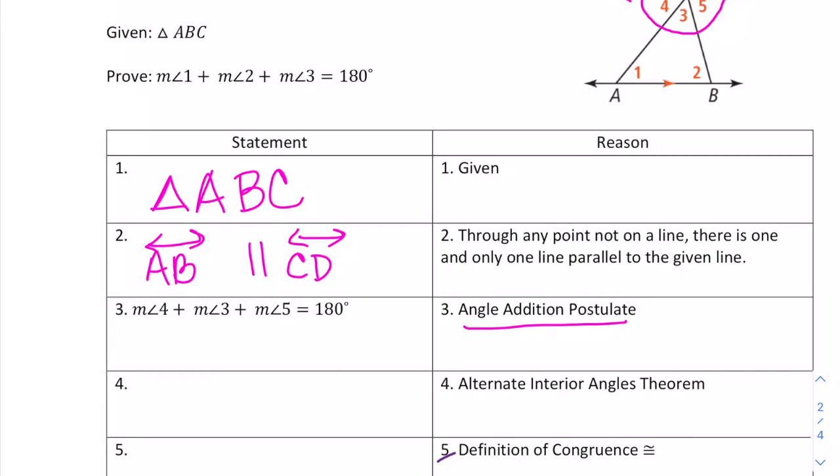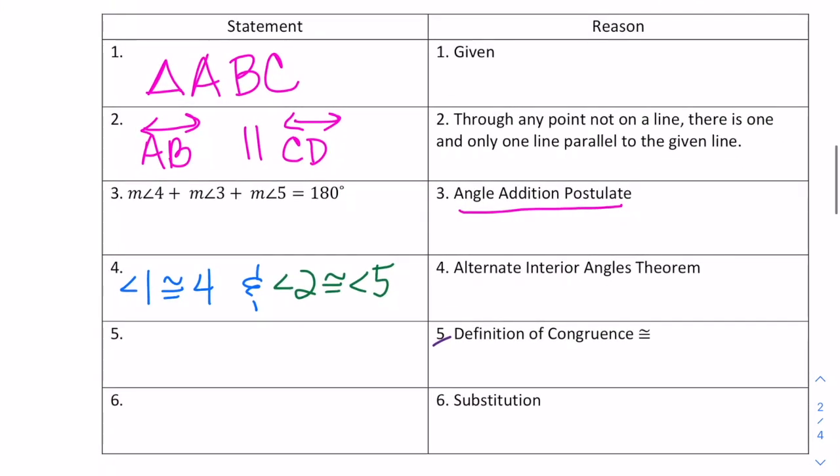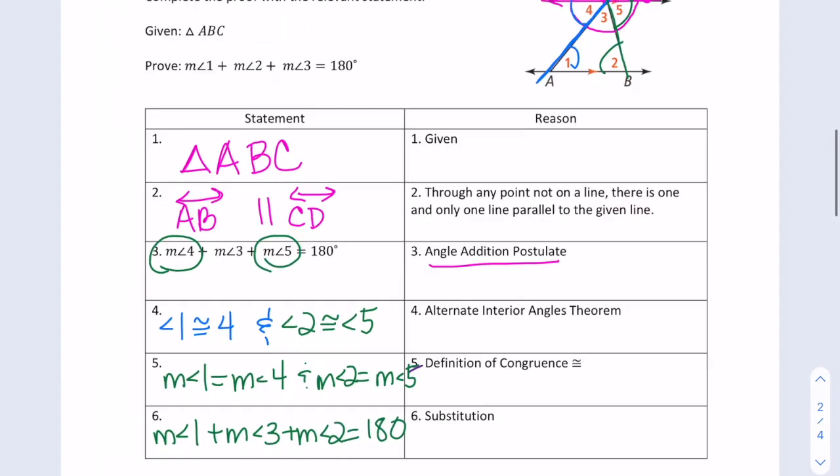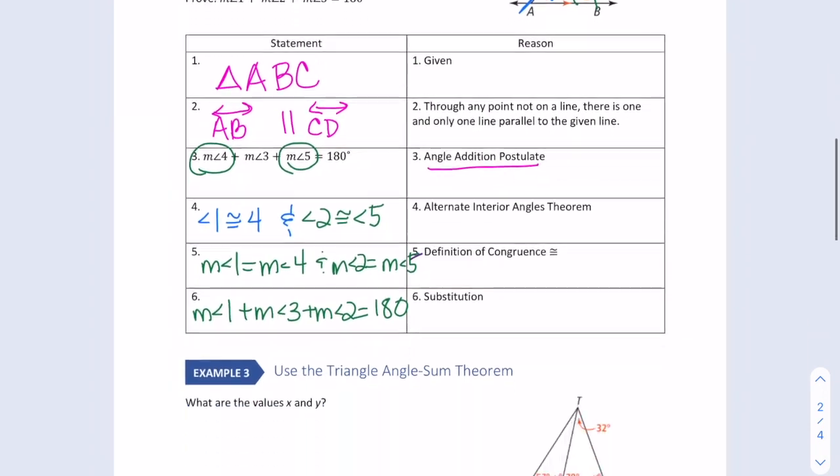Now if we look at some of these transversals, we can see that angle 1 is congruent to angle 4. And with another transversal, angle 2 is congruent to angle 5. Now using the definition of congruence, we know that the measure of angle 1 will equal the measure of angle 4, and the measure of angle 2 will equal the measure of angle 5. So we can use some substitution. I can plug in the measure of angle 1 where I see 4, and substitute angle 5 with the measure of angle 2. So we've proven that the sum of the angles in a triangle equal 180 degrees.